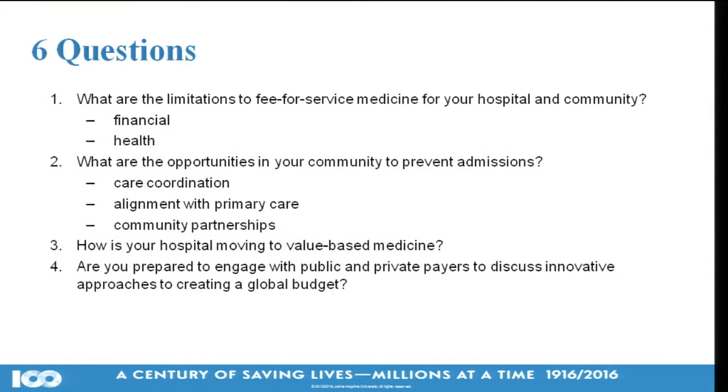Number 4, are you prepared to engage with payers to discuss innovative approaches to creating a global budget? This is a tricky one, because unlike a lot of things where there's a really clear path, with global budgeting, especially outside Maryland, there's no clear path. People are going to have to be thinking about it, both on the public side and the private side. For the private side, how do you shift off fee-for-service? We'll talk about some of the mechanisms for that. Similarly, you've got Medicare and Medicaid, which are not small payers. We do think there are opportunities, but a hospital and a community have to be very prepared to engage. This is not something that the hospital does entirely by itself.